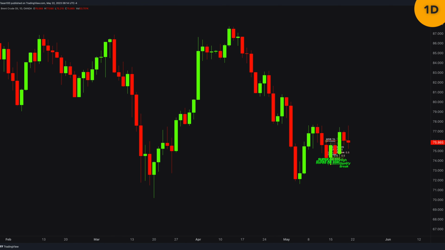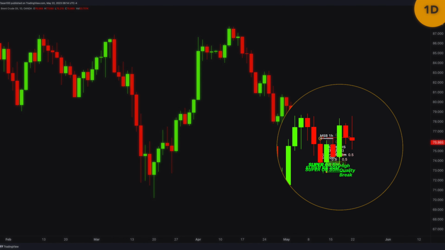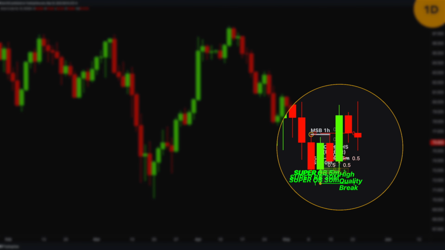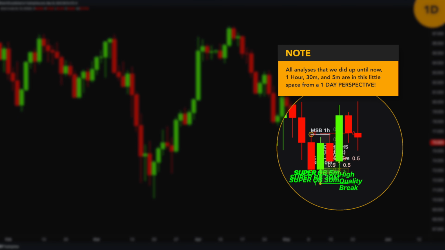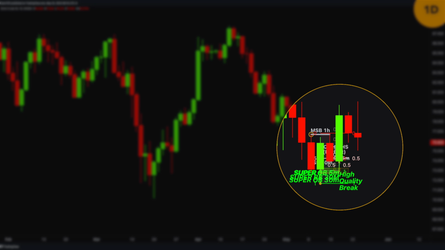Now we jump to the 1-day time frame. Check this out. All of that structural analysis with 1 hour, 30 minutes, and 5 minutes is just in this little space. Trading is a funny business. Time frames are crazy. Let me do what I do one more time.